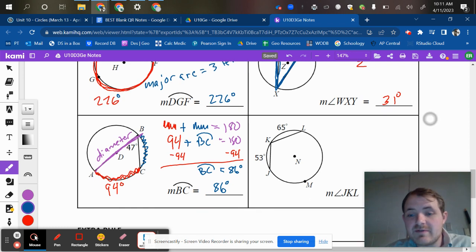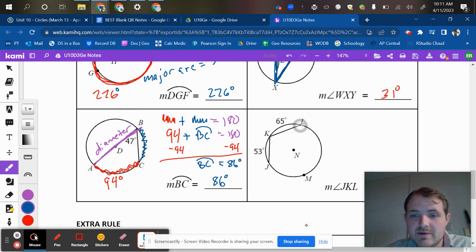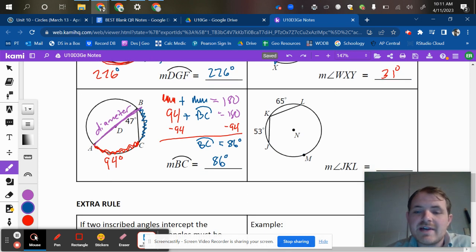So this is getting a little bit fun over here. In our next video, we're actually going to create shapes inside circles. Notice that's a quadrilateral right there, but that's kind of getting ahead of ourselves. We're looking for the measure of angle JKL. So we're trying to find how big that inscribed angle is there.